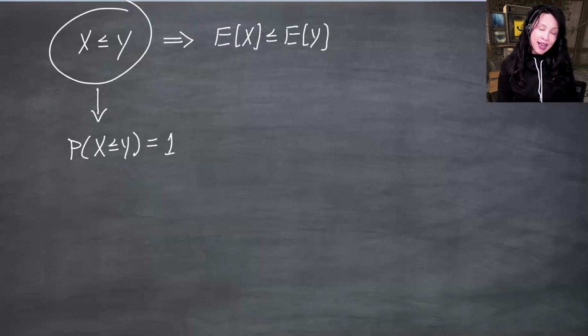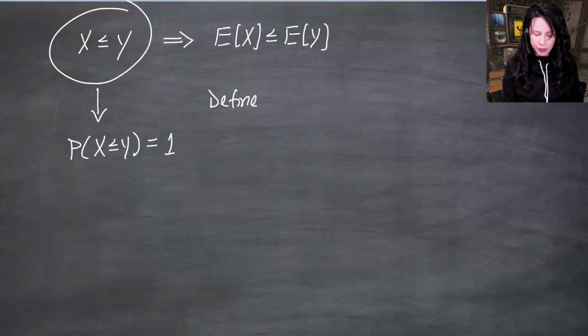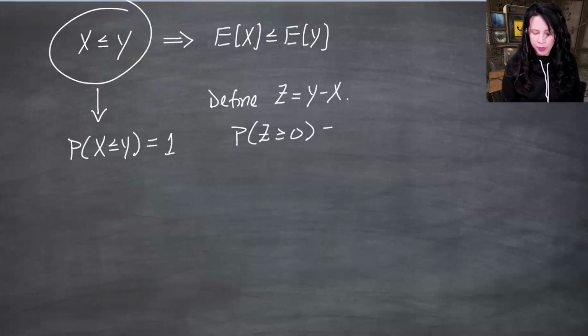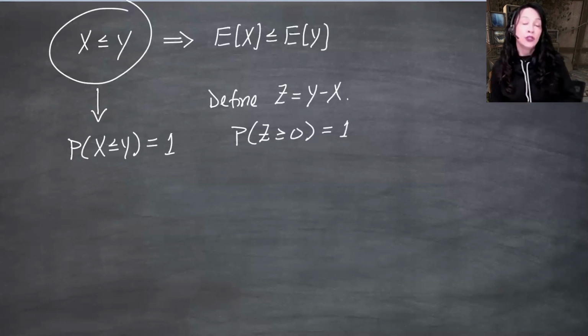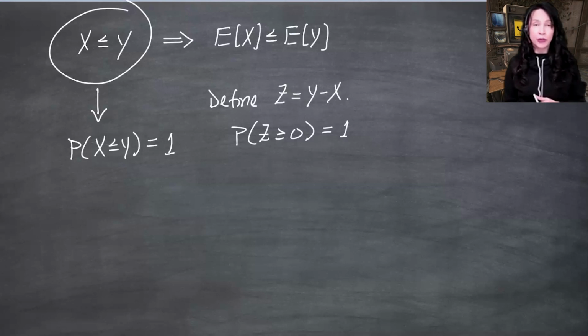So if we have the thing in the circle and we define a new random variable z to be y minus x, then we have that z is greater than or equal to 0 with probability 1. So z has a probability mass function or a probability density function, or maybe it doesn't. Sometimes these things don't even exist, but that's a different course. And the support of this distribution is on non-negative values, whether they're real or integers or some finite set.